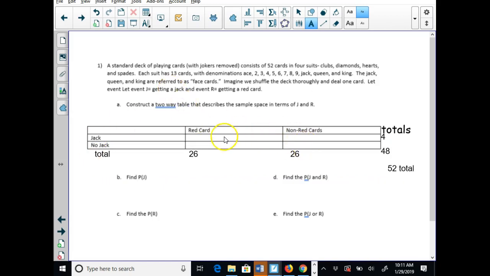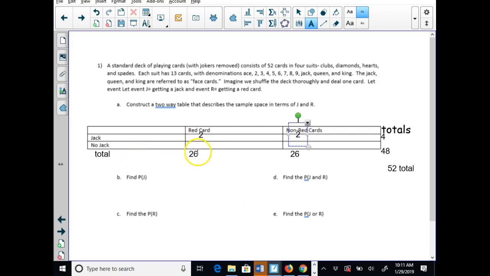Well, now we have to think, okay, how many red cards are jacks? That's going to be half of them, so that's 2 red cards that are jacks. We have 4 total, which means we have 2 red cards that are not jacks. Okay? I'm sorry. We have 2 jacks that are not red. Excuse me.